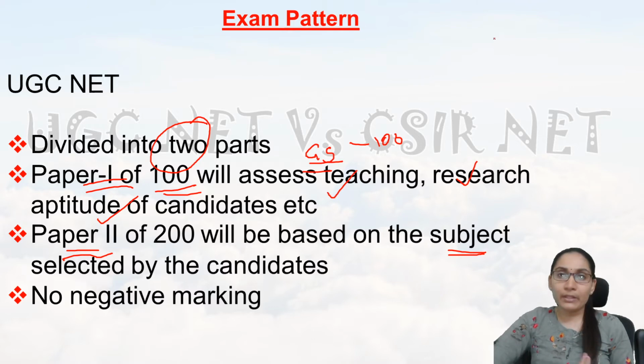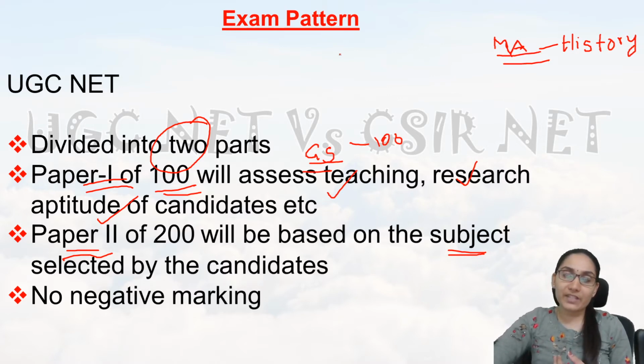Suppose for example you have done your masters in history. So MA history. Paper 1 is general for everyone. As we said, there are 84 subjects for which the UGC NET is conducted. So those candidates appearing for these 84 subjects will have a common paper 1.